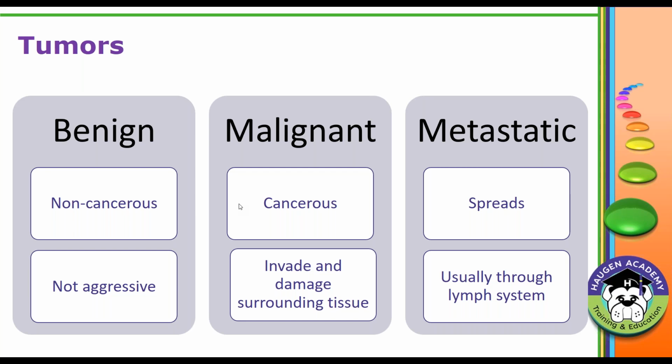And then metastatic cancer is when the cancer cells of the malignant tumor spread to other parts of the body. And that usually happens through the lymph system, and they can form a secondary tumor then.